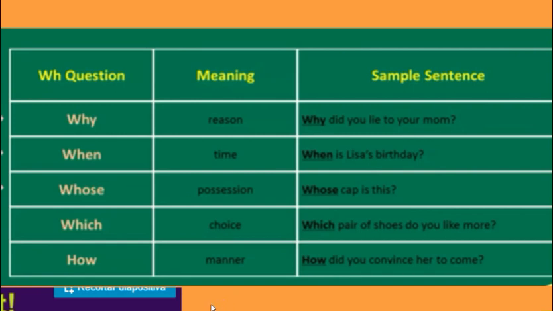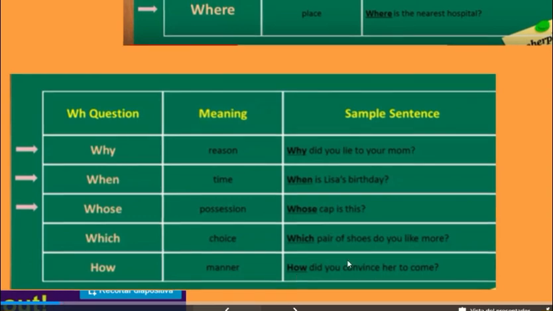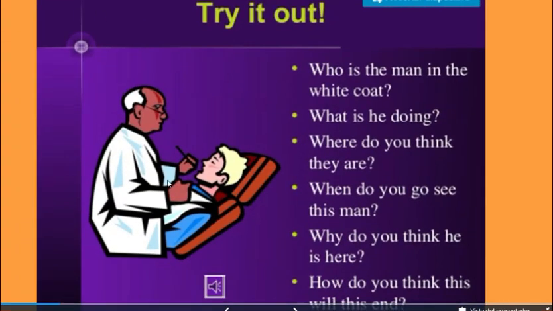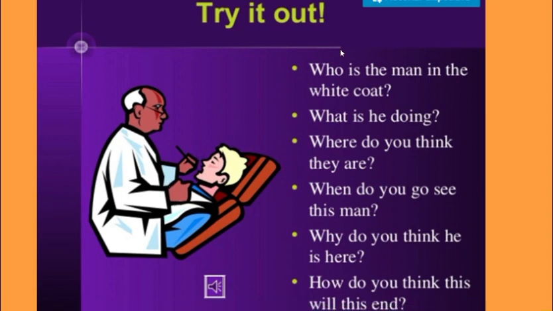Now let me show you an example in this. So for example, here we have, look at this picture, try it out. So for example, we can make a question. Who is the man in the white coat? Look at this man. Who is the man? What is he doing? We are asking for an action. Where do you think they are? Where do you think they are? In the place. When do you go see this man?